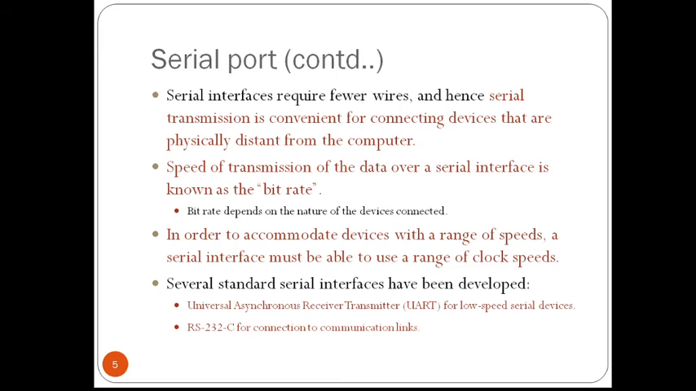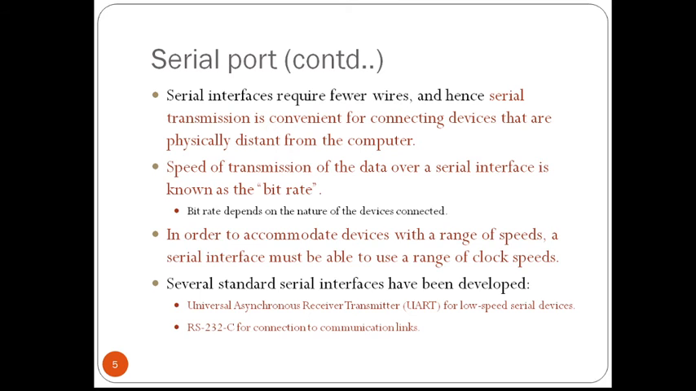An analogous situation occurs in the output path of the interface. Because it requires fewer wires, serial transmission is convenient for connecting devices that are physically far away from the computer. If we send the bits in parallel, as many lines or wires would be required as there are bits.